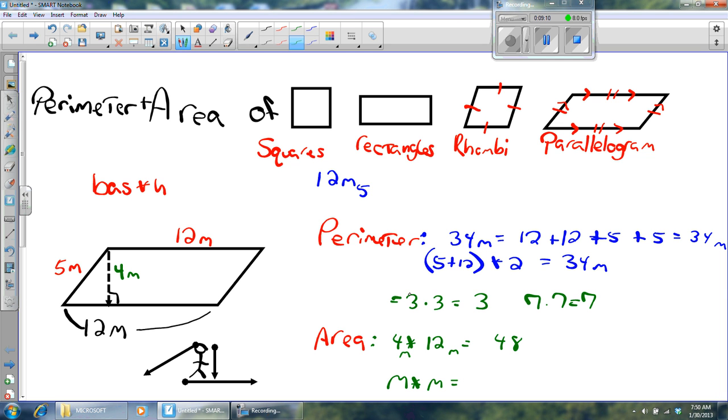Hey, do you know an easier way to say 3 times 3? I could say 3 to the second power, couldn't I? Isn't 7 times 7 7 to the second power? Hey, what do you suppose 12 times 12 is? Isn't it 12 to the second power? Of course it is. Well, in this case, meters times meters is meters to the second power. All right, so there's your answer.